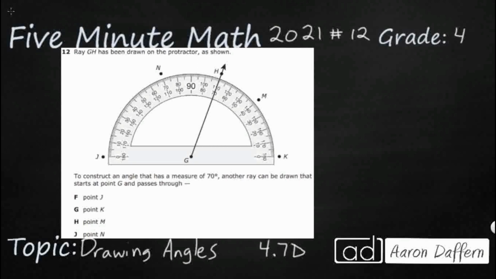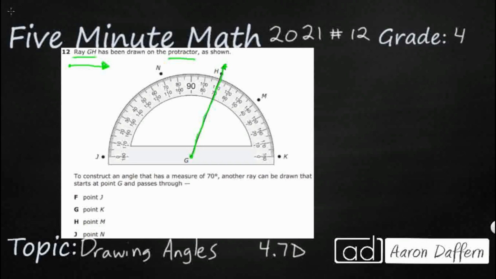So we have a ray GH, and that's this right here. A ray starts at a certain point, so it starts at G, but you see it goes through H here, and then it's got that little arrow at the end. That means it has a starting point, but it doesn't have an ending point, so that's my ray. It's been drawn on this protractor. This protractor is the tool that you see here, looks like a half moon, and it is what we use to measure angles, just like we use a ruler to measure length.